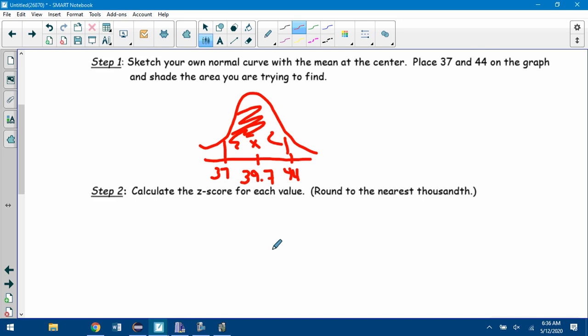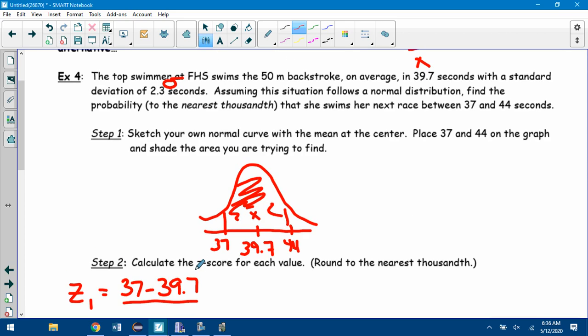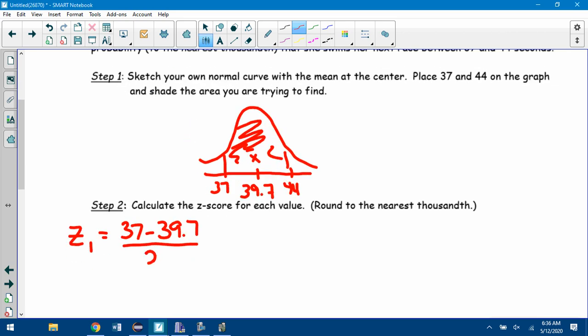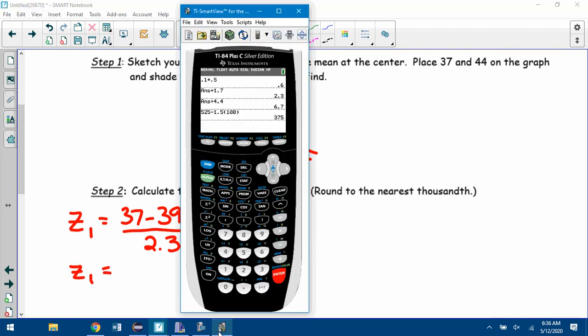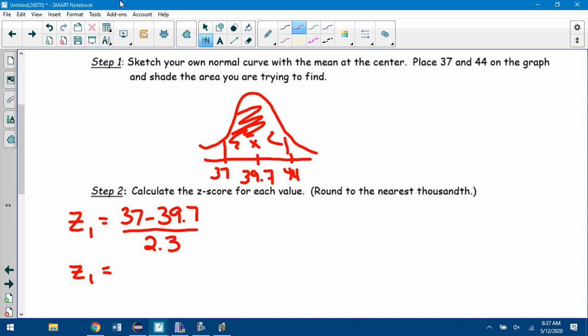Step 2, calculate the z-score for each value, rounding to the nearest thousandth. The first z-score would be the observed value of 37 minus the mean, 39.7, over the standard deviation, which was 2.3. So the z-score for the lower value of 37 is 37 minus 39.7 divided by 2.3, which is negative 1.174 to the nearest thousandth.